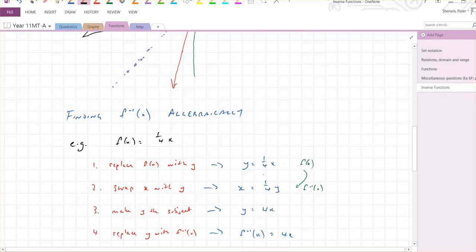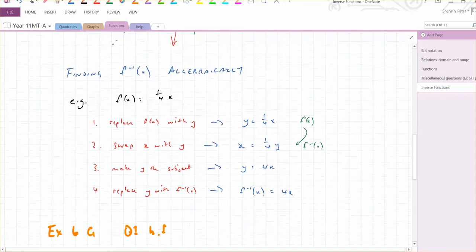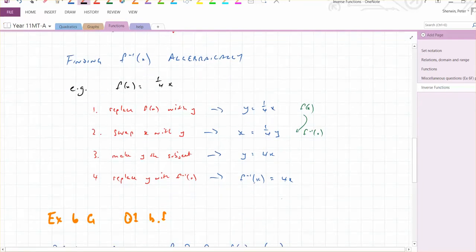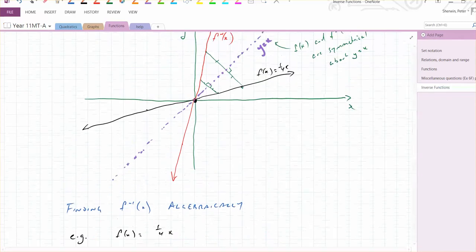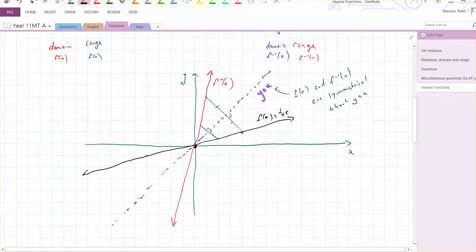So we started with y equals a quarter x, we change the y becomes an x, the x becomes a y, and now we make y the subject, which is achieved by multiplying both sides by 4. So y equals 4x, and the last step is just to replace y with the inverse function notation, f minus 1 x equals 4x. And that's the equation of the red line.